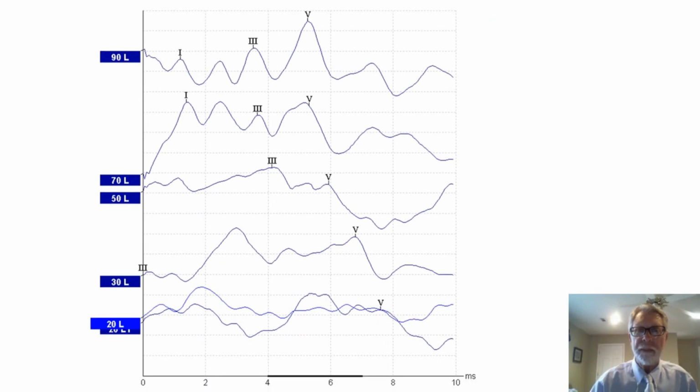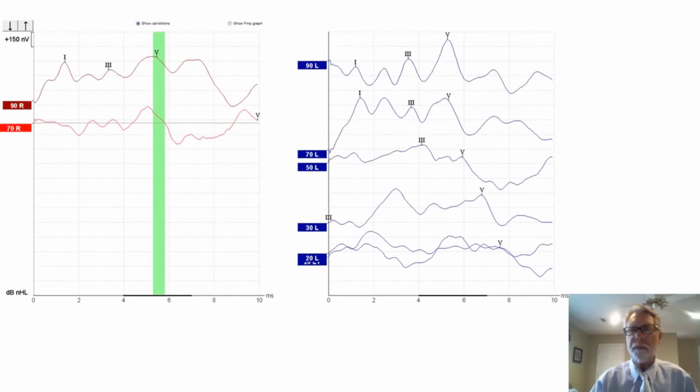Here's an AVR that I just did on myself. You can see 90, 70, 50, 30, 20 dB ran. I ran two responses at 20 dB. And here I'm using some of the features. For example, I ran my left ear as I described. When I got to my right ear, I ran a 90 dB waveform, and then I ran a 70 dB waveform. And you might wonder, where should I mark this 70 dB waveform? Most of you would mark it right there.